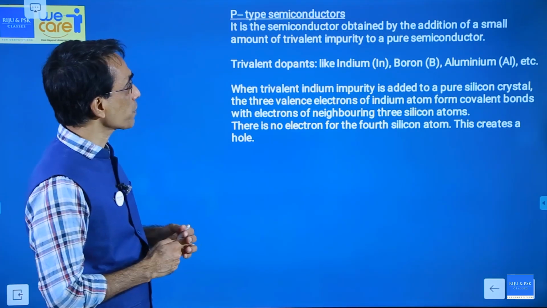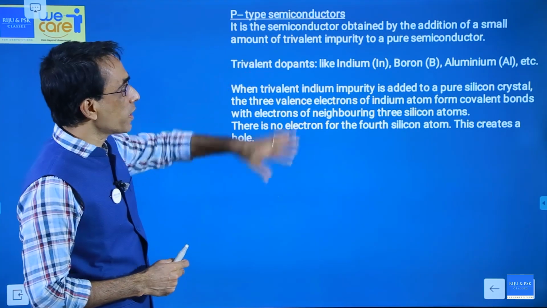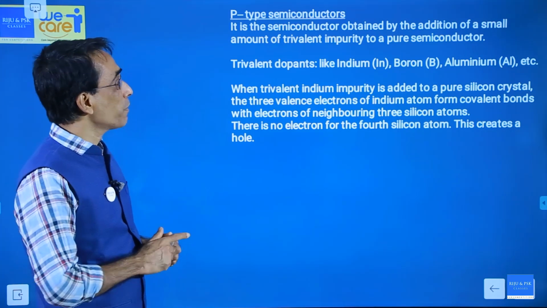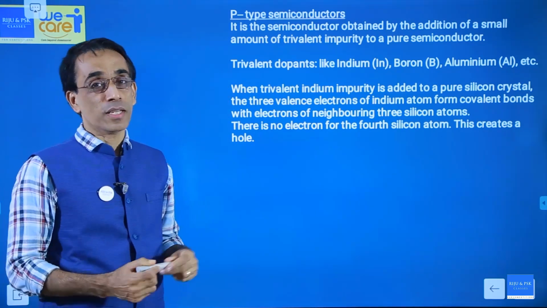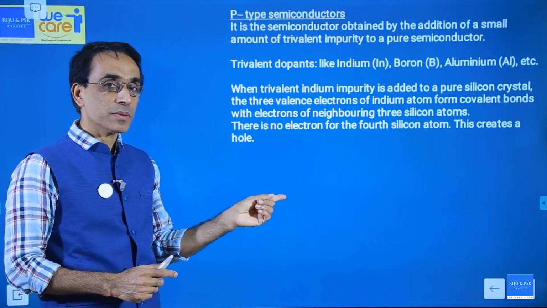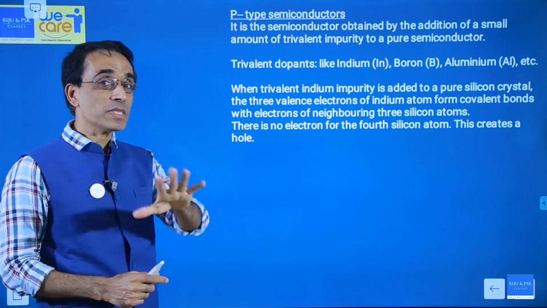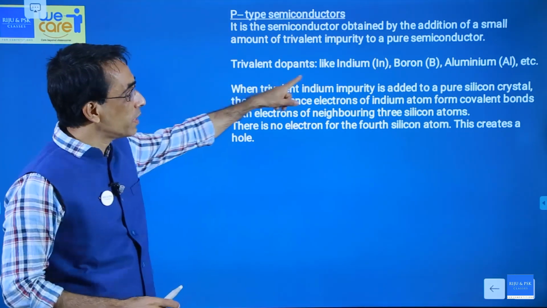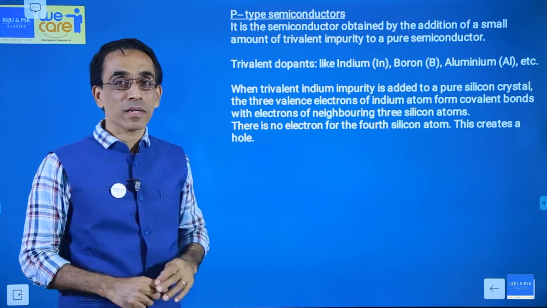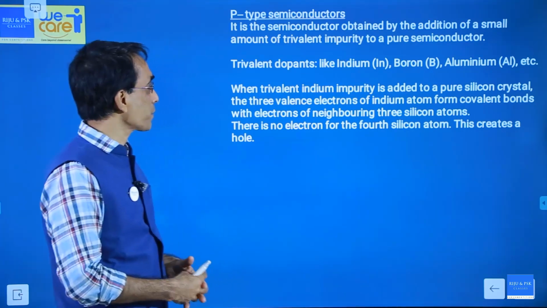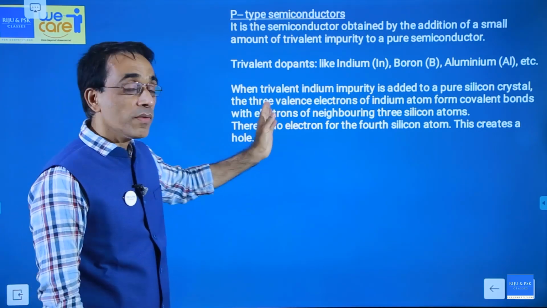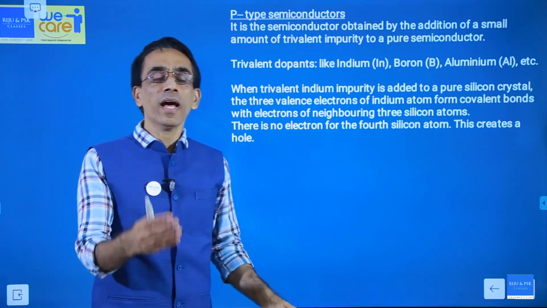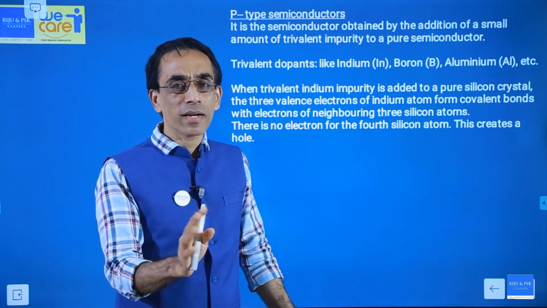A p-type semiconductor is a semiconductor obtained by addition of a small amount of trivalent impurity. P-type is trivalent, n-type was pentavalent. Examples: indium, boron, aluminium, etc. There it was arsenic, etc. Now what will happen when the trivalent is added? What had happened when the pentavalent was added?